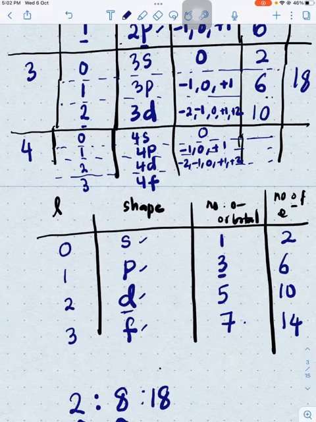So now, please tell me what is the value of ML when L is equals to 3? Negatif 3, negatif 2, negatif 1, 0, positif 1, positif 2, positif 3. Yes. So altogether berapa nilai dia? 7. Kan? Ada 7. So yes, orbital F ada 7 kotak. So maksimum 2 elektron kat sini, 6 elektron kat sini, 10 kat sini, 14 kat sini.